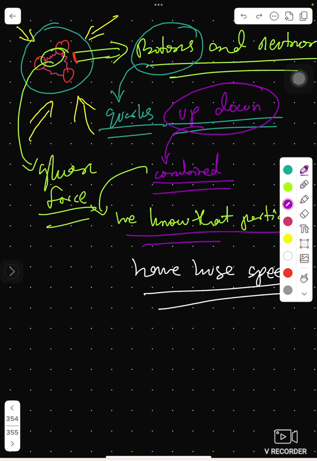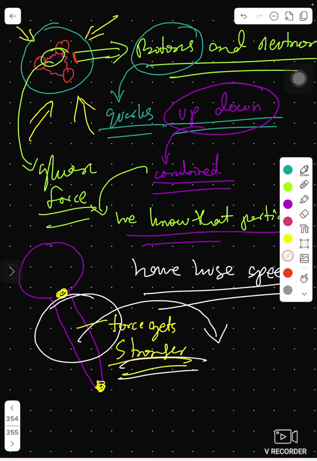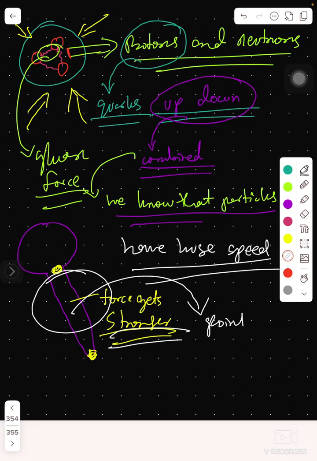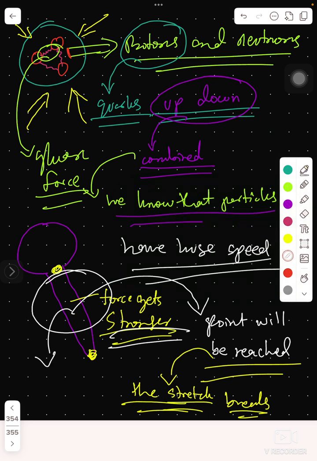What this force does is that on stretching the particle, this force gets stronger. Okay, it's actually getting stronger. A point will be reached, we're not saying it won't happen, it will happen, in which the stretch breaks. And on this bond breaking, we now have two pairs of particles.